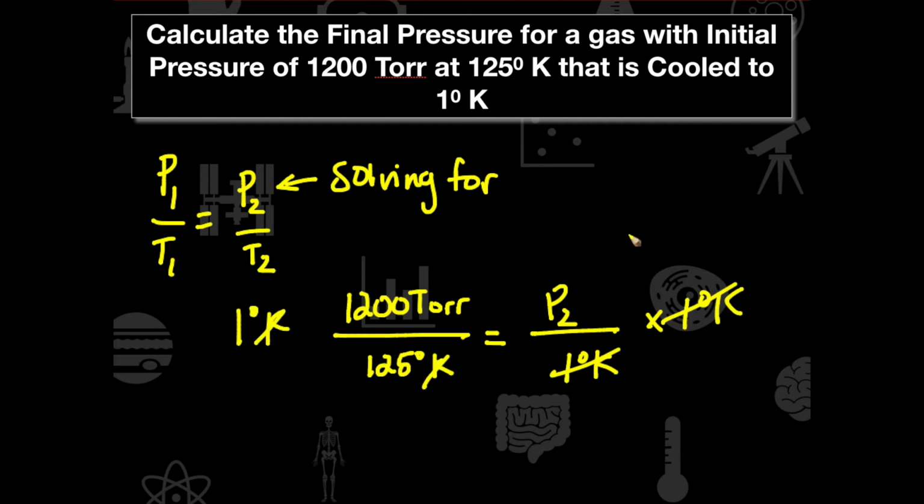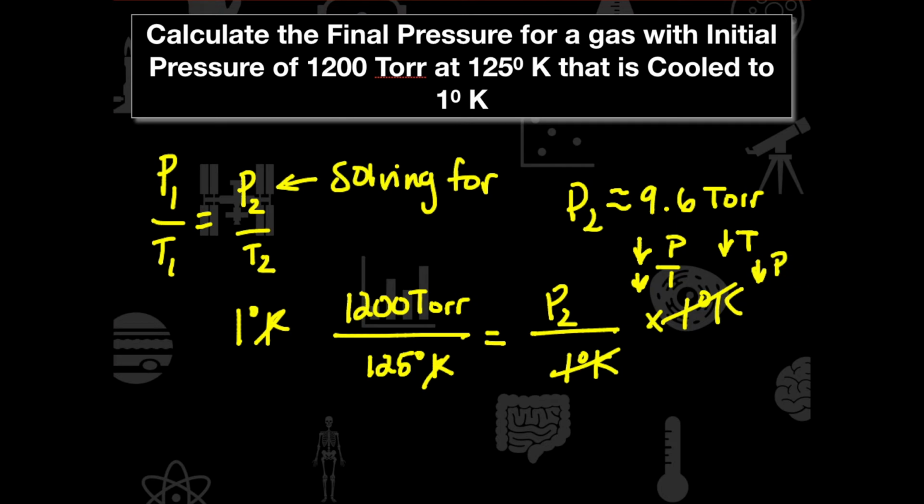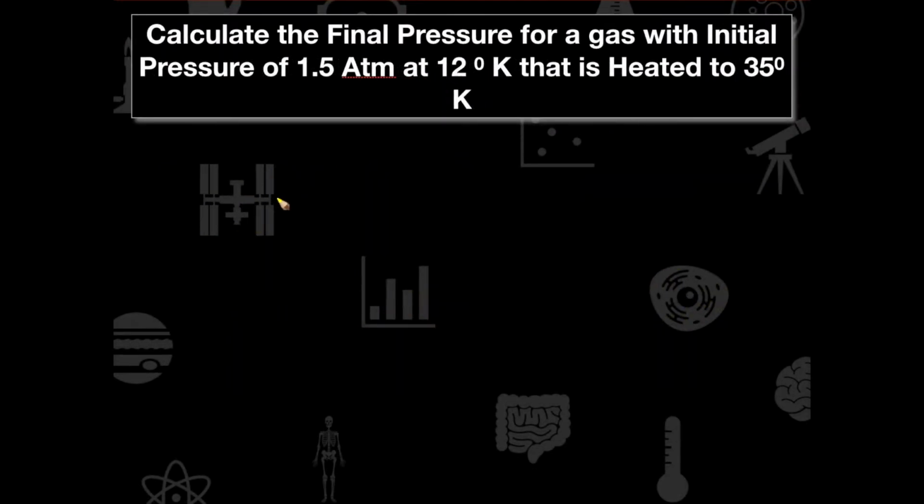We get our final pressure in torr, so we'll do 1200 on the calculator. 1200 divided by 125 equals 9.6 multiplied by 1. So our final pressure, P2, should be equal to 9.6 torr. Remember, they're directly proportional. As my temperature goes down, so should my pressure, and as my pressure goes down, so should my temperature. Let's take a look at the next one.